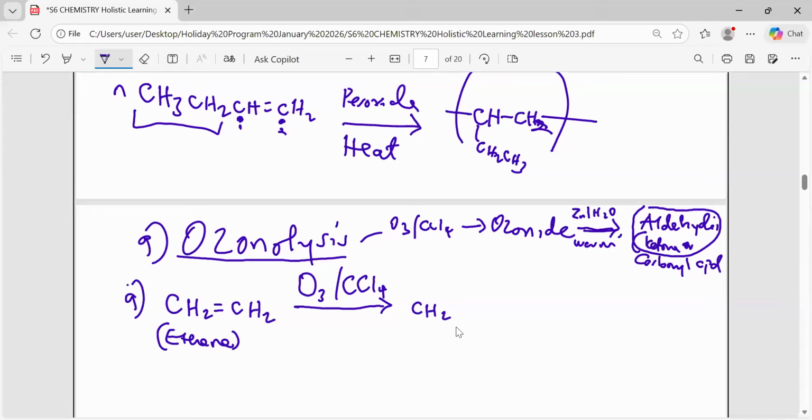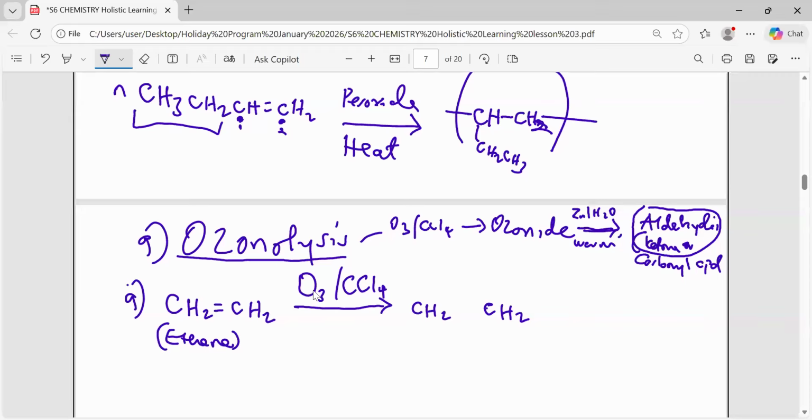Something like that. I want us to draw the structure. Anyway, you recall we're adding ozone, which is 3 oxygen atoms, isn't it? Yes. And we add it where the double bond is. So between the double bond, we have a CH2 and a CH2. Are you seeing that?